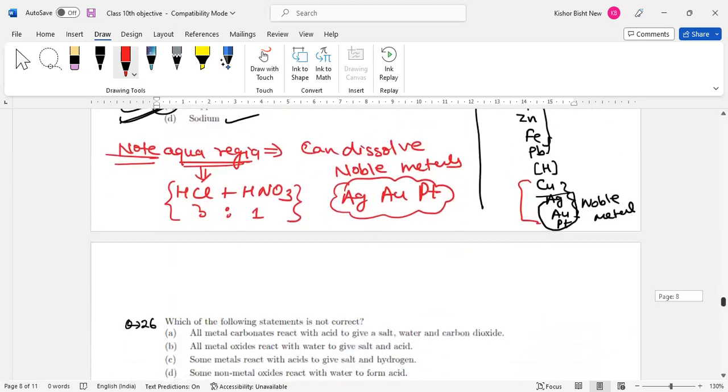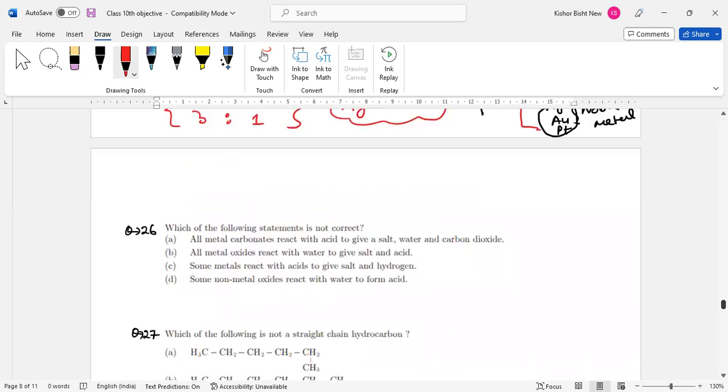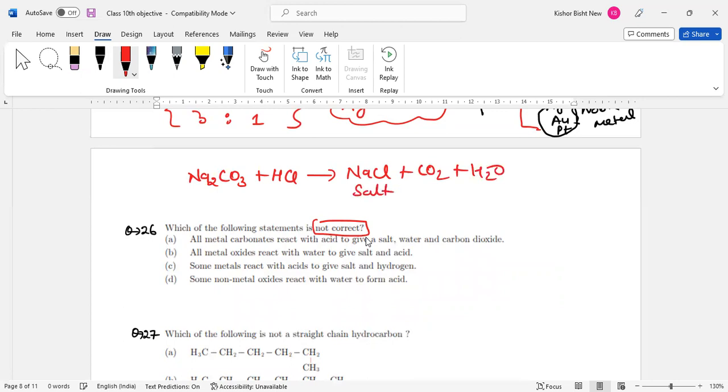Now come to the next question, question number 26. Which of the following statements is not correct? Please remember, not correct. All metal carbonates react with acid. Taking an example, Na2CO3 reacts with acid, so what is formed? NaCl plus CO2 plus H2O. This is the salt, this is carbon dioxide, and this is water. So all metal carbonates react with acid and give salt, water, and carbon dioxide. This is correct.